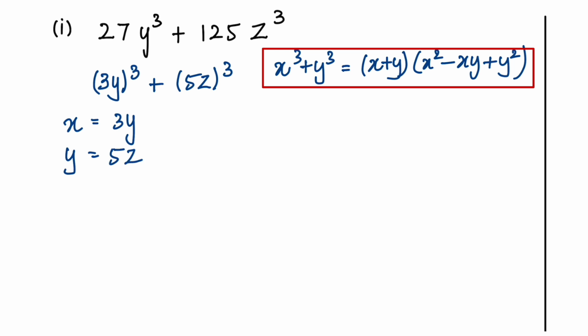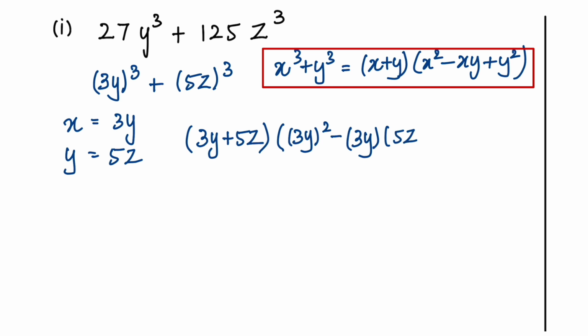Okay, on applying that, you get, like LHS is already there, right? 3y the whole cube plus 5z the whole cube. Just going to apply it on the RHS. So that is going to be 3y plus 5z. So that is our x plus y term into x squared, right? So 3y the whole squared minus xy. So that is going to be 3y into 5z plus y cube, sorry, y squared, right? So 5z the whole squared. Okay, so that is your RHS.